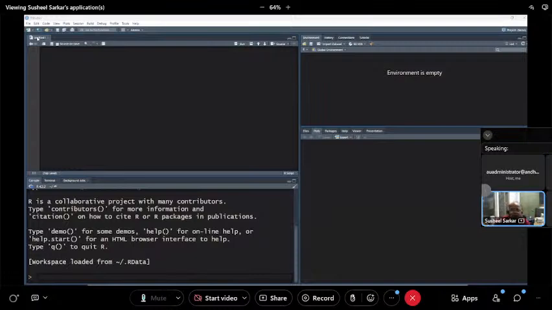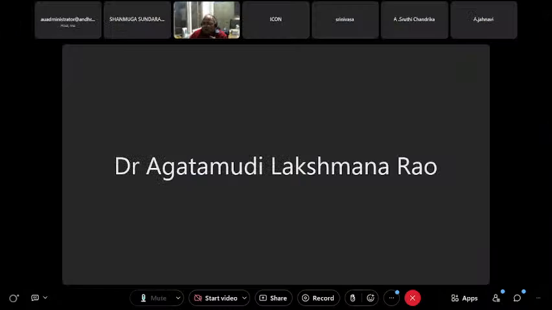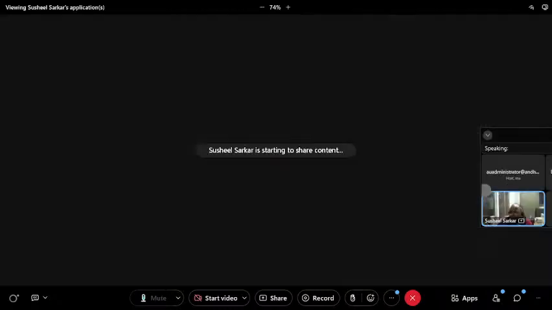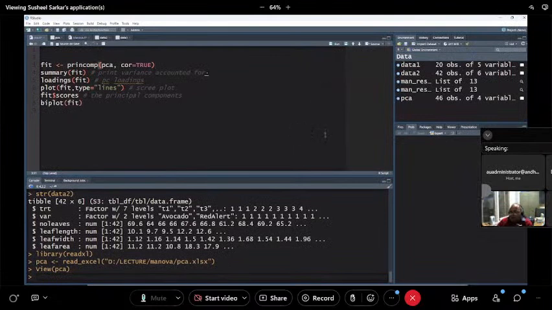But let me tell you, we will use one function called princomp here. This PCA is the name of the data set. Now here we are putting cor. Sir, not visible, sir. Not visible, that data, sir. In our console, not visible anything, sir. Just a minute. The console is fully dark, sir. Yes, now it is visible. Now it is visible. Okay.